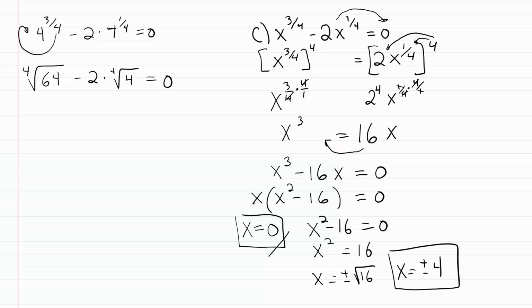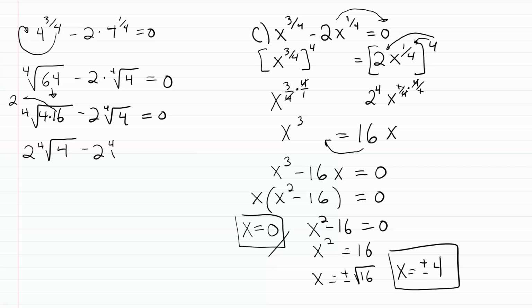Does that in fact equal 0? Well, you can certainly write 64 as what? 4 times 16, right? So the fourth root of 4 times 16 minus 2 times the fourth root of 4. And then, 16 can come out as a 2 because it's 2 to the fourth power that gives you 16. So we'll end up having 2 times the fourth root of 4 minus 2 times the fourth root of 4. And of course, that does indeed give you 0. All right, one last one to check.